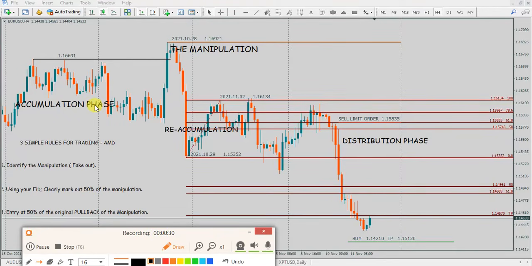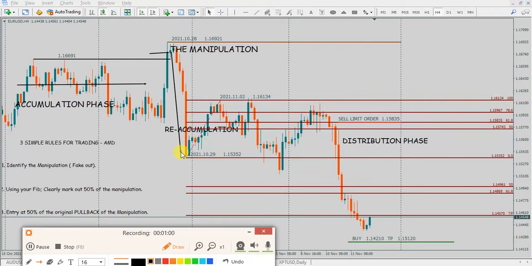So the first thing I do, rule number one, is identify the manipulation. In this case, we can clearly see that we've been consolidating here. The market has been collecting orders from both sides and consolidating. The manipulation happens when price closes slightly above the trading range and does not continue, but instead in a single move wipes out all the stop orders, in this case those that were on the buy side.